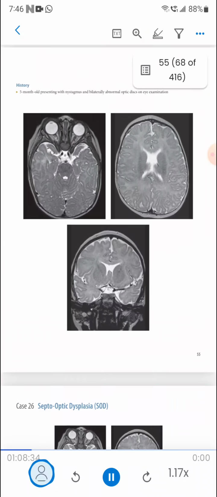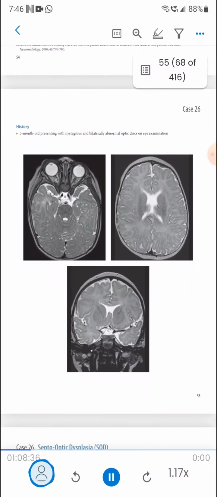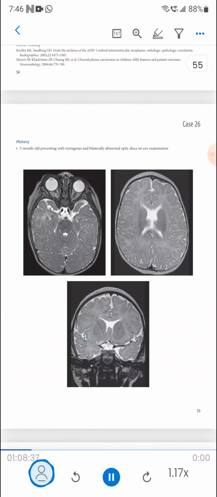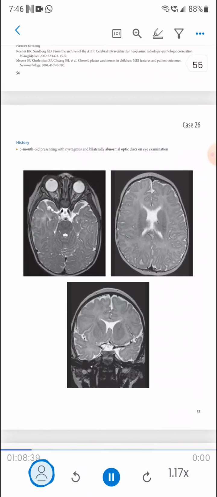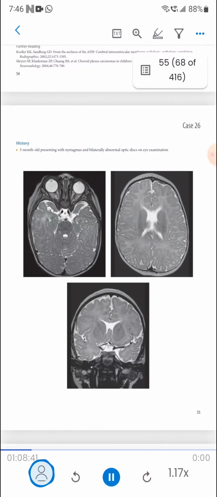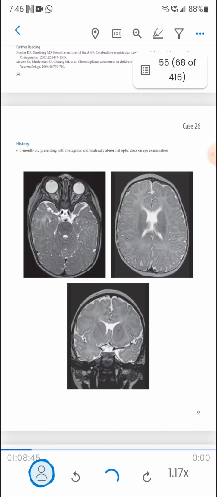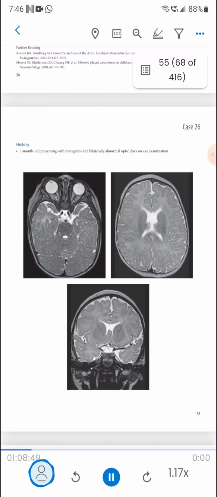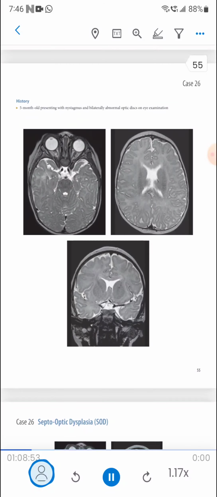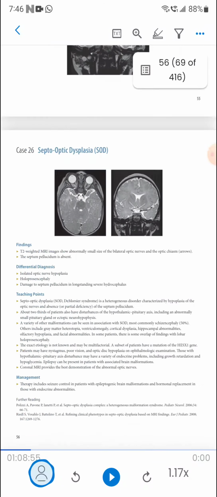Case 26: Septo-optic dysplasia, SOD. Findings. T2 weighted MRI images show abnormally small size of the bilateral optic nerves and the optic chiasm, arrows. The septum pellucidum is absent. Differential diagnosis. Isolated optic nerve hypoplasia. Holoprosencephaly. Damage to septum pellucidum in long-standing severe hydrocephalus. Teaching.